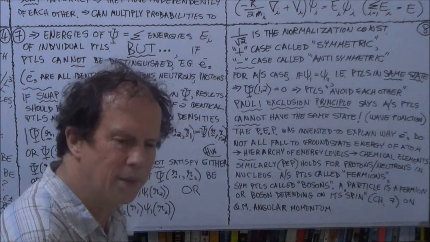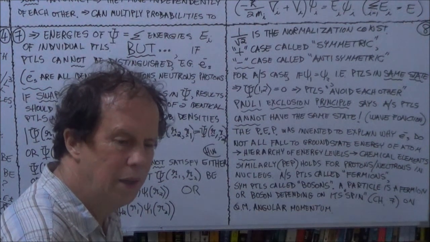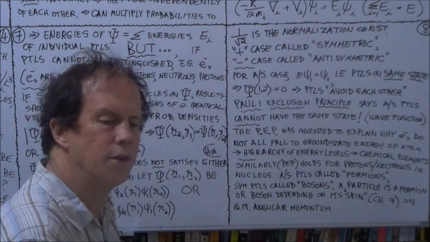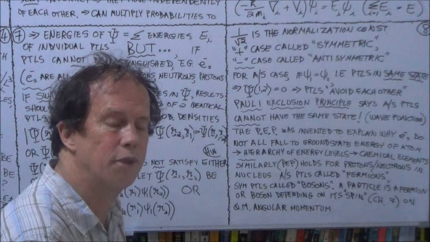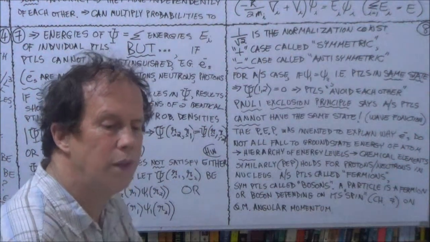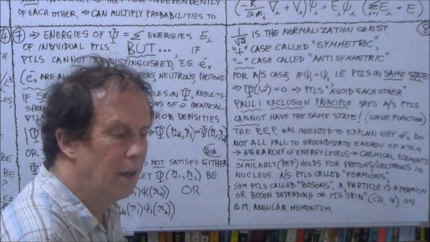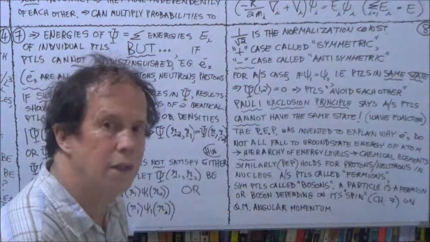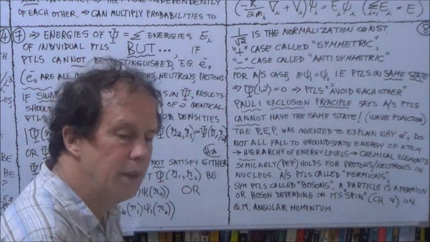So anyway, Pauli was puzzled. He was trying to figure out why don't all the electrons occupy the ground state of the hydrogen atom, for example, or the ground state of any atom? Why are there inner orbits and outer orbits? Why is that the case? And to explain that, he came up with his PEP, the Pauli exclusion principle.